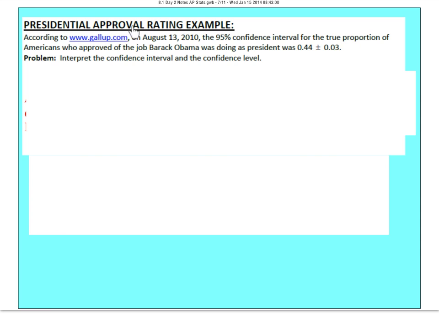Here we have the presidential approval rating. According to the Gallup poll in 2010, the 95% confidence interval for the true proportion of Americans who approved of Barack Obama's job as president was 44% plus or minus a 3% margin of error. Let's interpret the confidence interval and the confidence level.